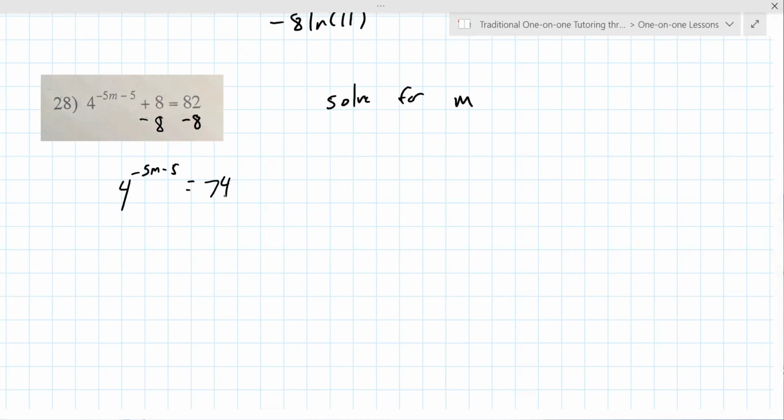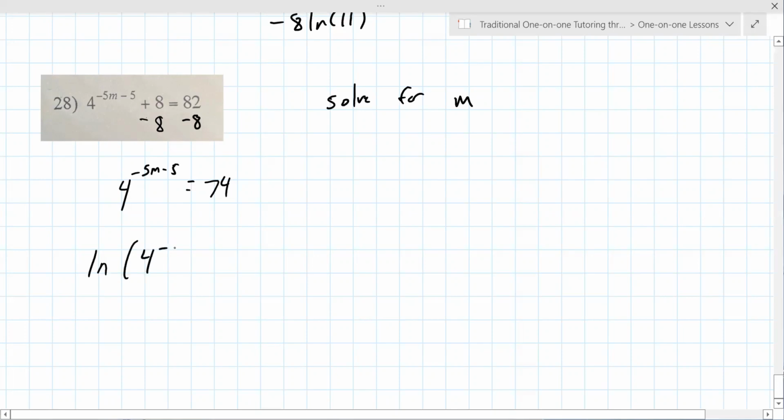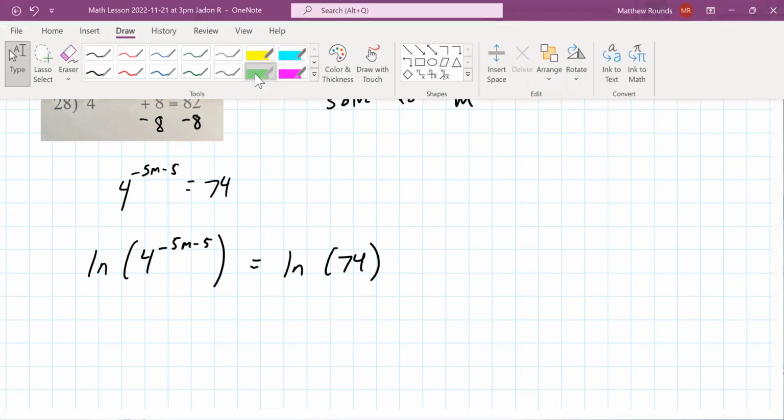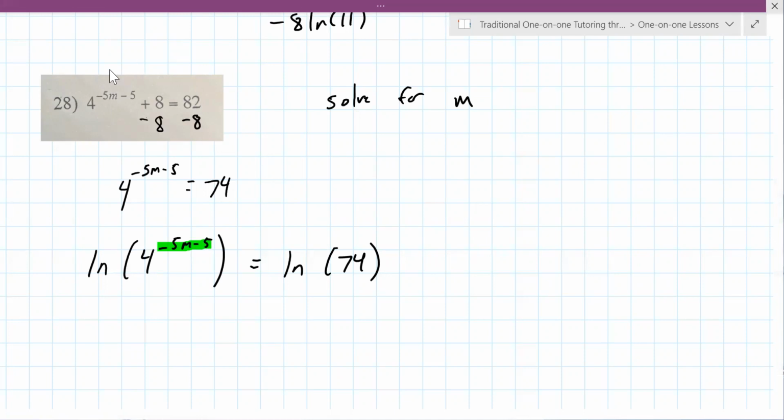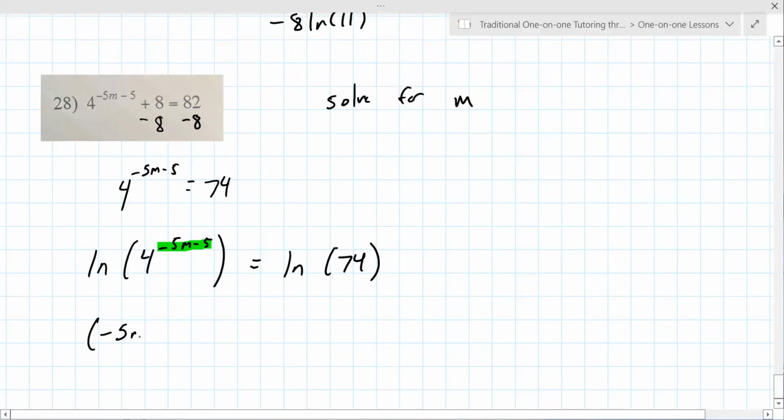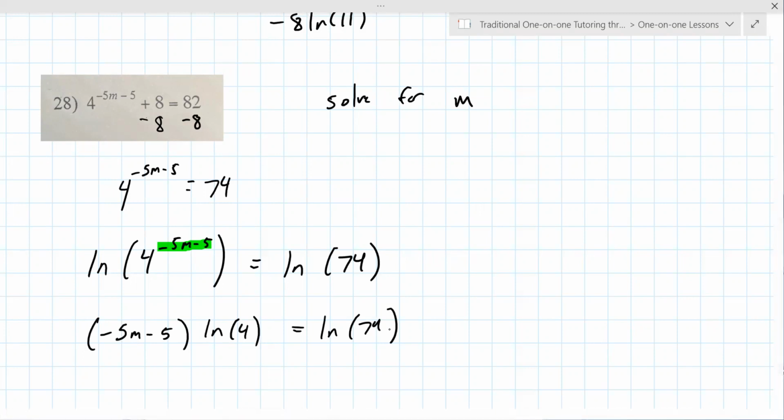Now it's just like the last problem. To get the variable out of the exponent, you're going to use natural logarithm. ln of both sides. And then you bring that exponent out in front. Now it's in parentheses. That's maybe what is a little bit different. It's minus 5m minus 5 natural log of 4 like this. If you don't write it this way, you may end up getting a different answer. It's really implied as being in parentheses up here as well.